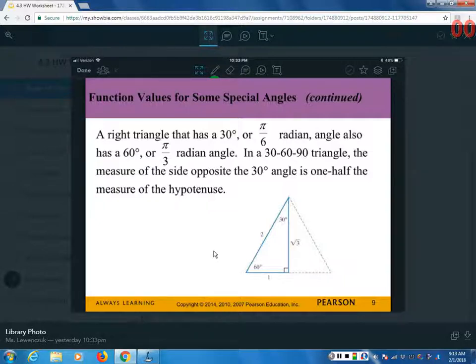Okay, I posted this this morning. So this is the standard, from section 4.3. This is the standard 30, 60, 90 triangle. It has a radius of 2. This shorter side, next to the 60 degrees, is half of the hypotenuse, so it's 1. And then this is the square root of 3.